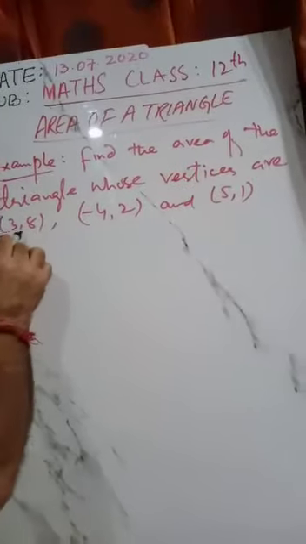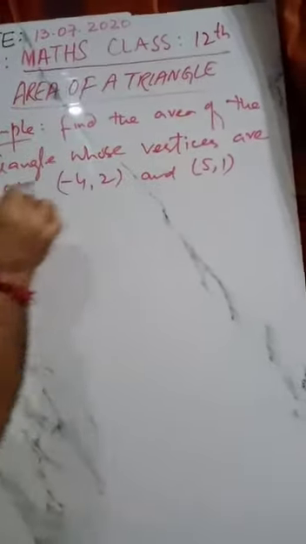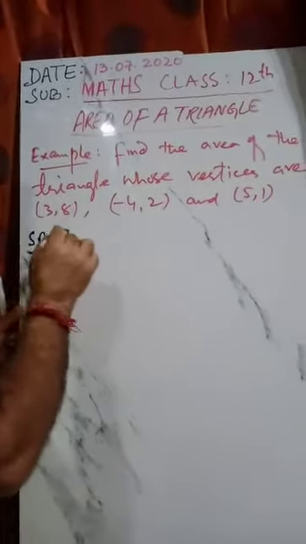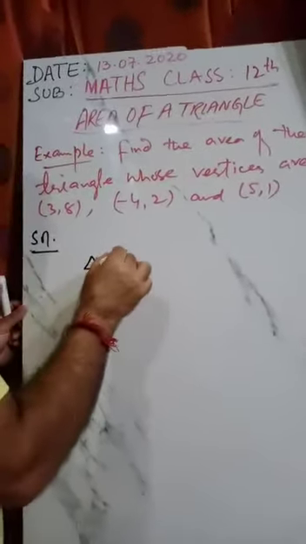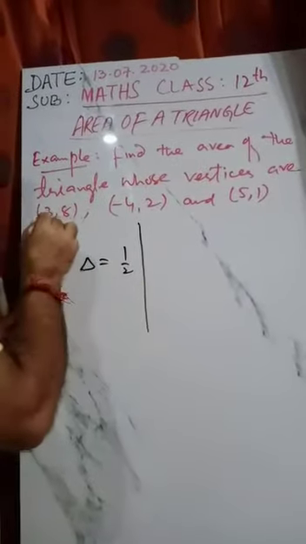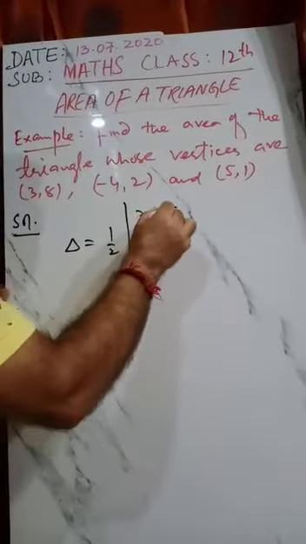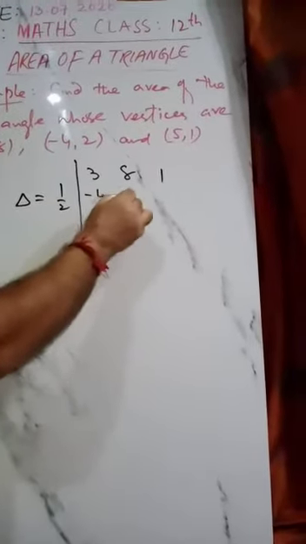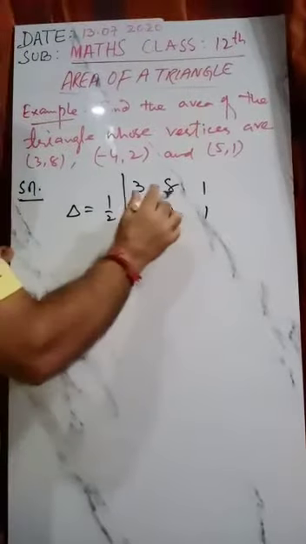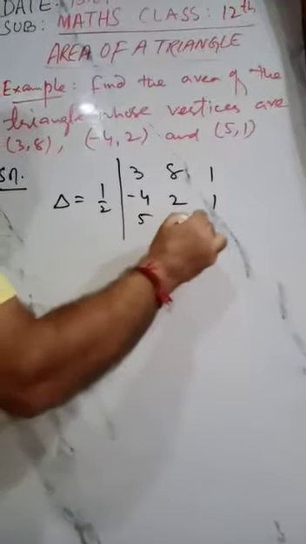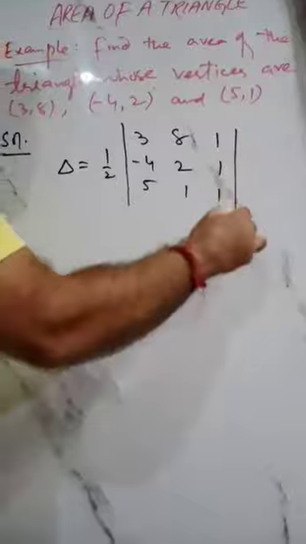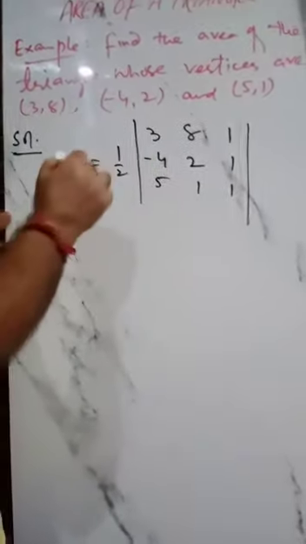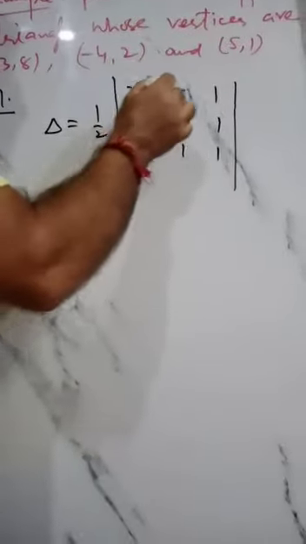First we have the three vertices. We have to find the area of the triangle whose vertices are given. So let us first put it in the form of determinants. So we have delta equals 1 by 2 times the determinant with row x1 y1 1, that is 3 8 1, x2 y2 1, that is minus 4 2 1, then x3 y3 1, that is 5 1 1. So we can expand it by any row or any column. So let us go with R1.